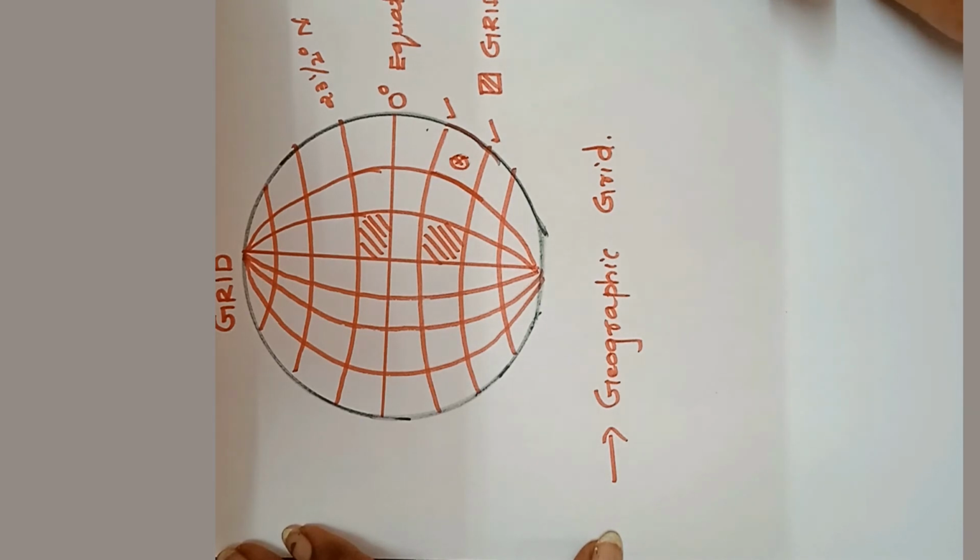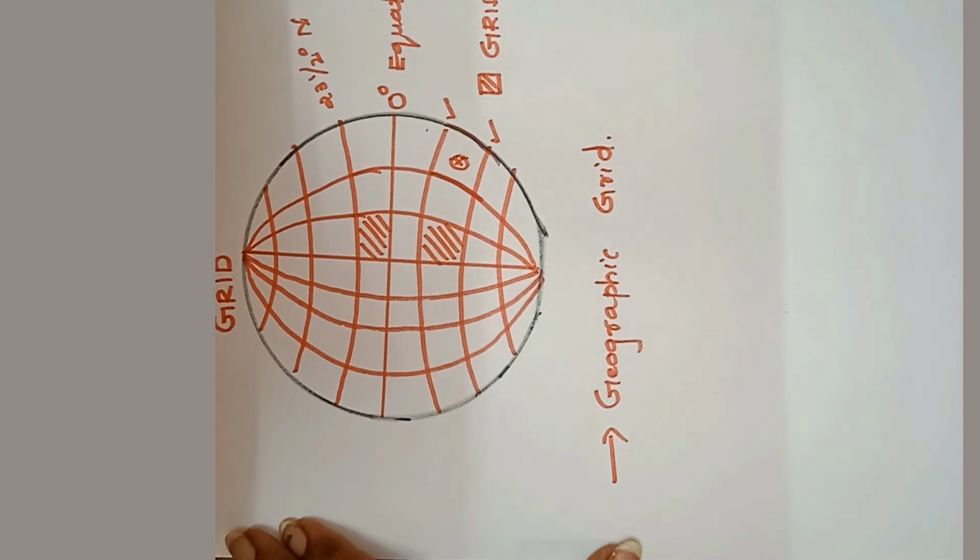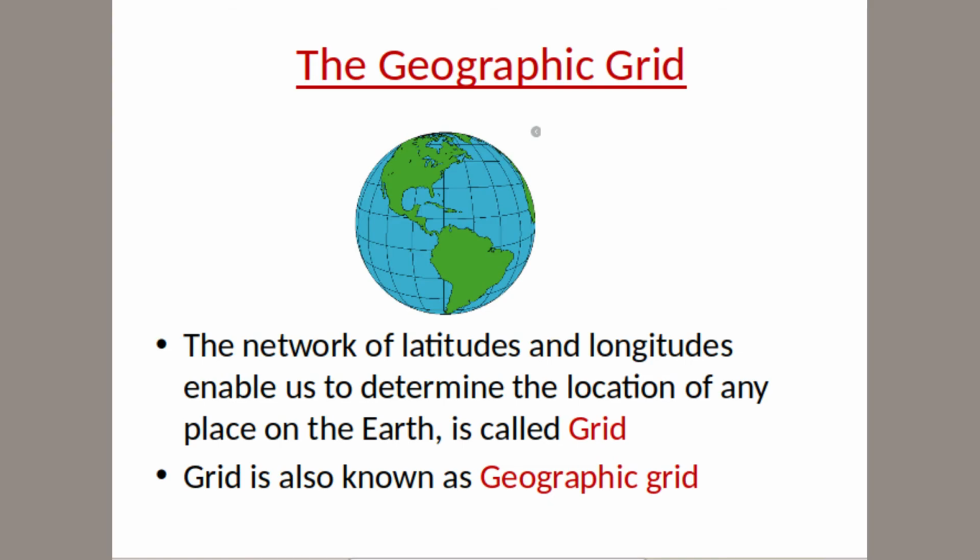Once again, what is grid or geographic grid? The network of latitudes and longitudes making small sections on the globe or a map is known as a grid, and grid is also known as geographic grid. What is the purpose of drawing the geographic grid? The purpose of drawing the grid is to locate a place easily. I hope all of you understood this particular topic.